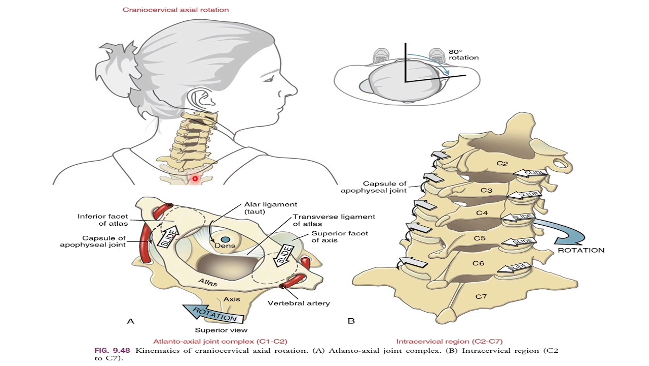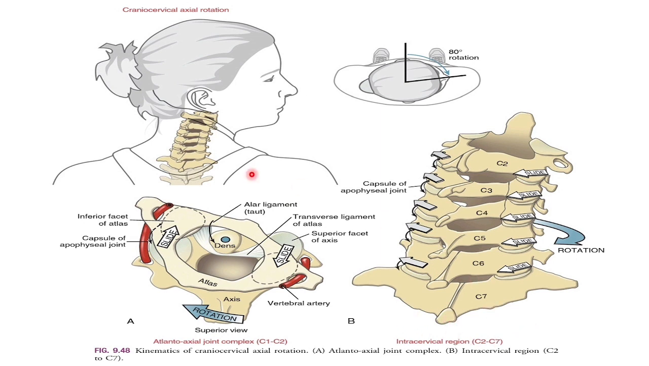And this is the rotation. During rotation, you can see here that one region will be sliding posteriorly and the opposite region will be sliding anteriorly. For rotation towards the right, there will be posterior sliding of the right side vertebra, or right side facet, and the left side facet will be sliding anteriorly.